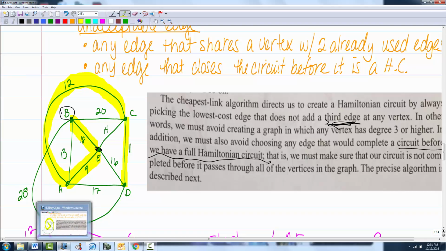And this only has, what's the degree of this vertex right now? What's the degree of this vertex? 1. What's the degree of this vertex? 1. All the rest of them are degree what? 2. So I couldn't avoid using this one. So I had to use that 28 at the end.